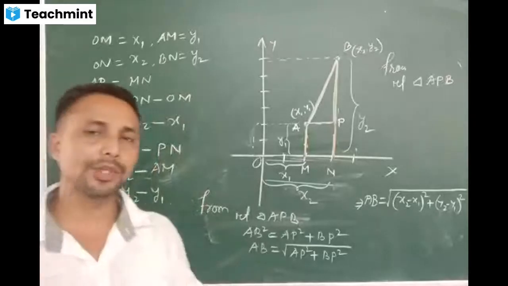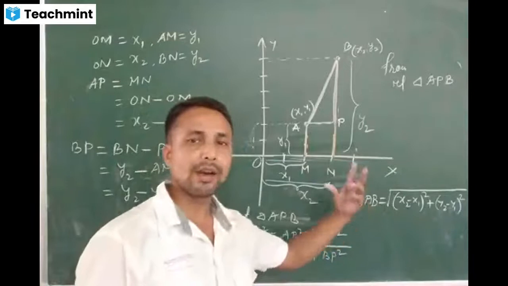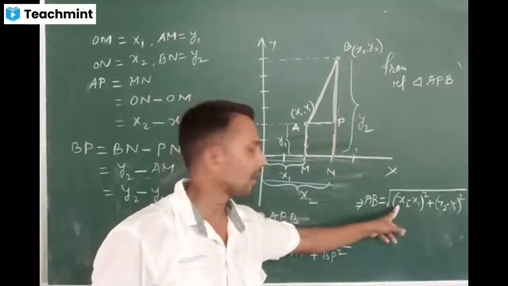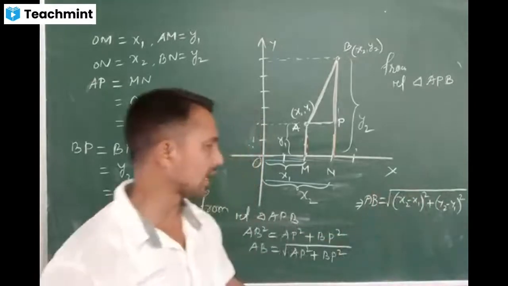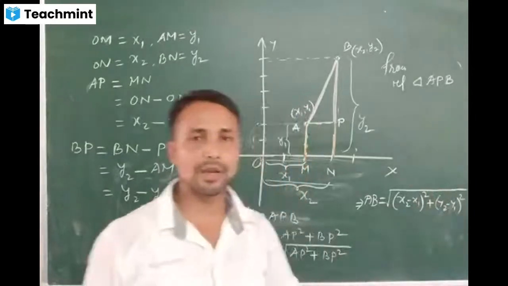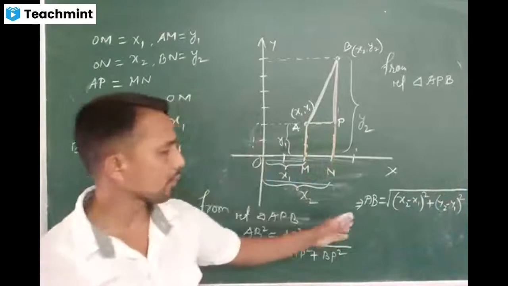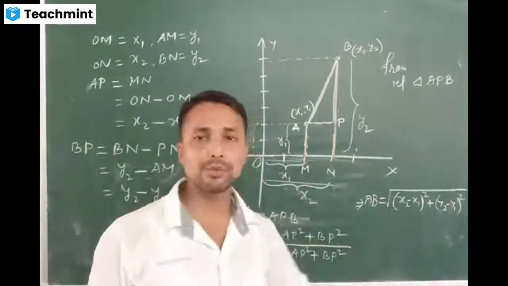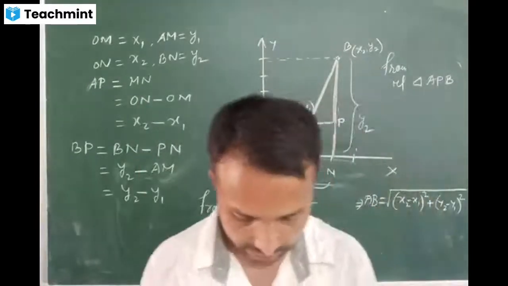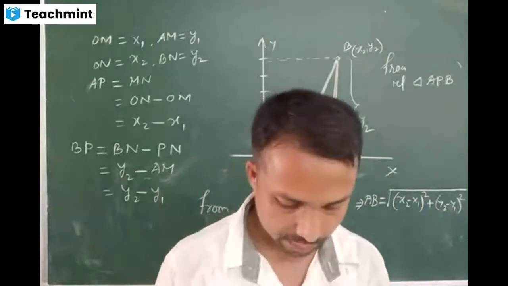If we need to find the distance between any 2 points, then we can use this: x value of the second point minus x value of the first point, whole square, plus y value of the second point minus y value of the first point, whole square, all in square root. This is the distance between 2 points. Then let us use this formula to get the distance between 2 points.